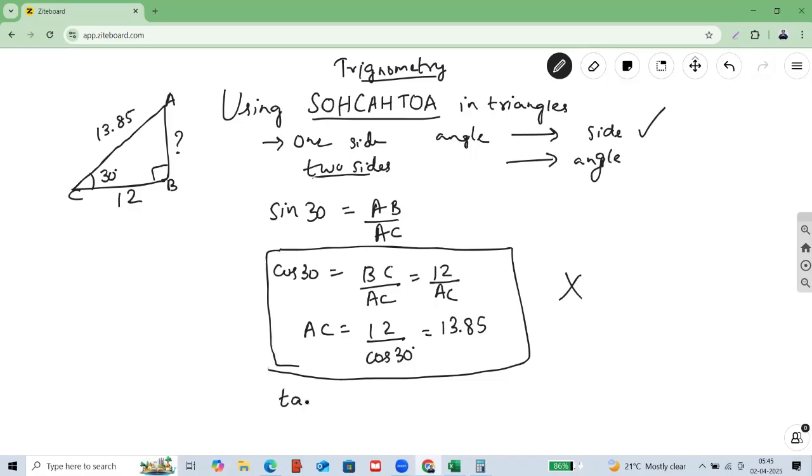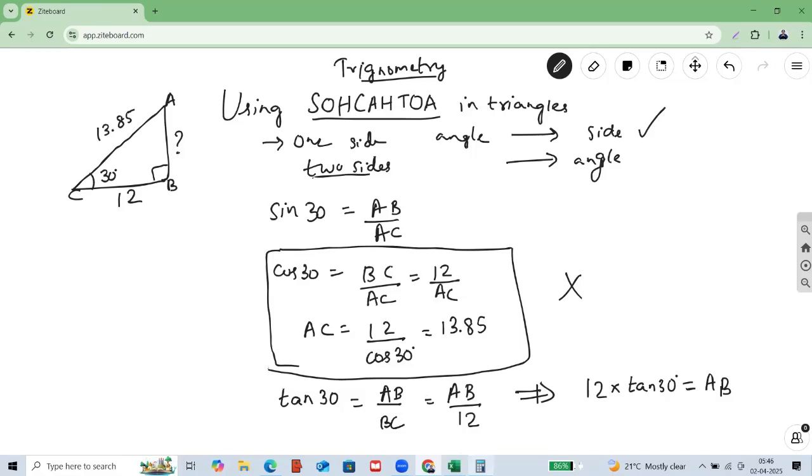So let's go for tan, right? That is tan 30. Tan 30 is opposite by adjacent. Opposite is what? AB. Adjacent is what? This one, 12. Correct? Sorry, let me write that BC first. Okay, BC, that is 12. So now I know it is AB by 12. Correct? Now, from this, what I can say, the 12 goes on the top. So, 12 multiplied by tan 30, that will give me AB.